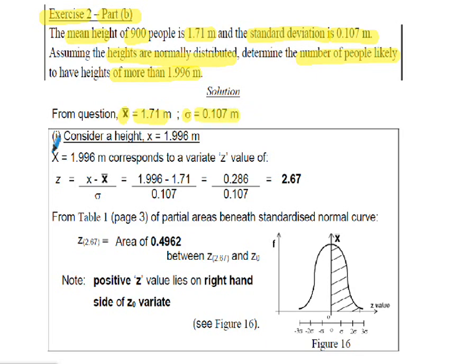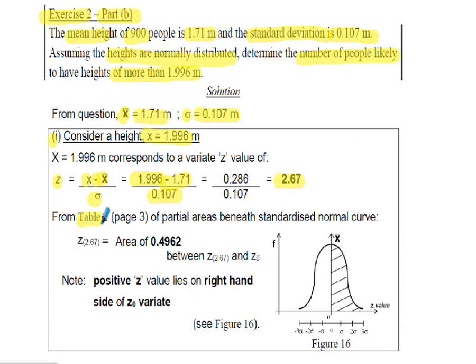So step 1 of part B, we're looking at an x value of 1.996 meters. To work out the variate, that's x take away the x bar over the standard deviation. In this case, that's 1.996 for the x, take away the 1.71 for the x bar, over the standard deviation of 0.107. That gives us a variate of 2.67.